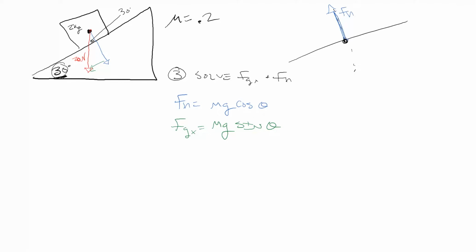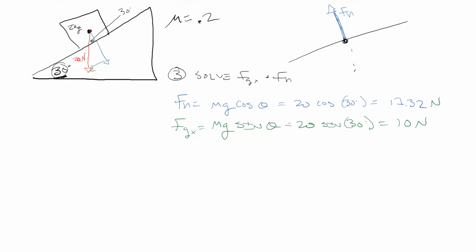And when we solve for both of those values, we get the normal force, or we'll just write it out. So 20 times the cosine of 30 degrees, 17.32, and here 20 sine of 30 degrees, 10. And both of these are just newtons.